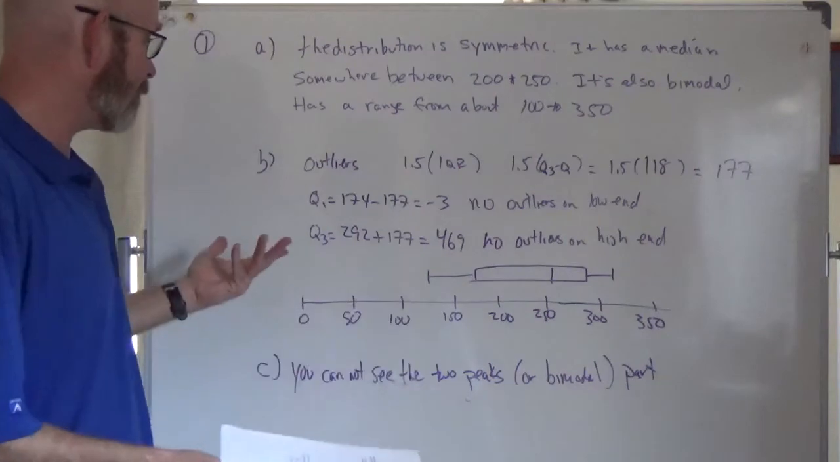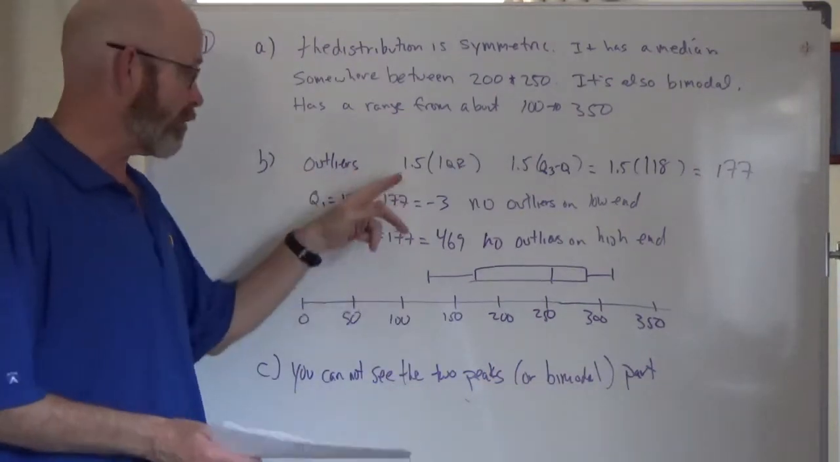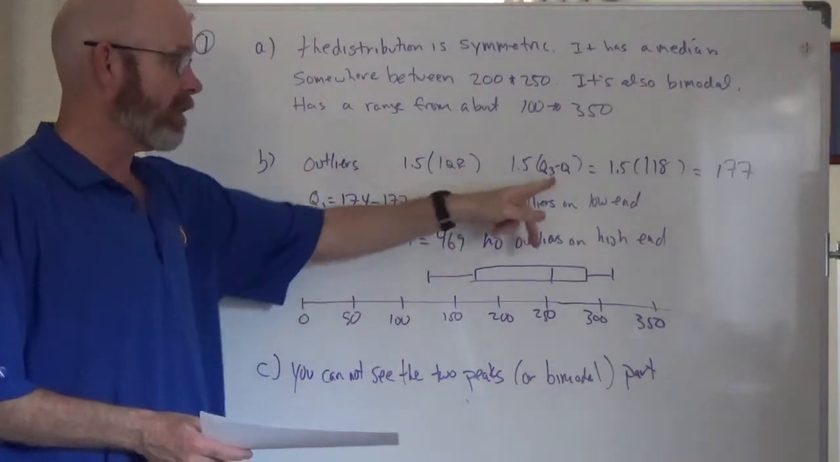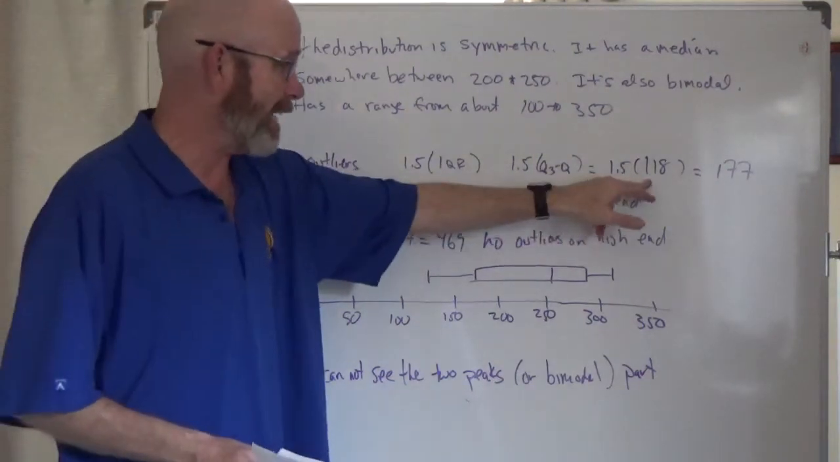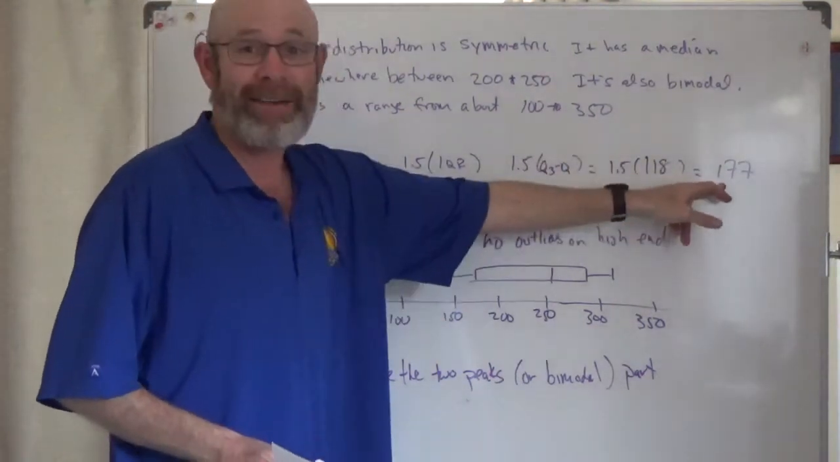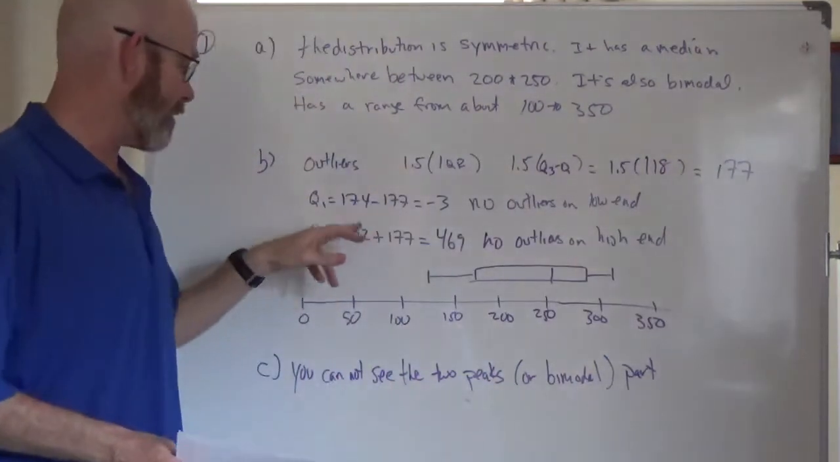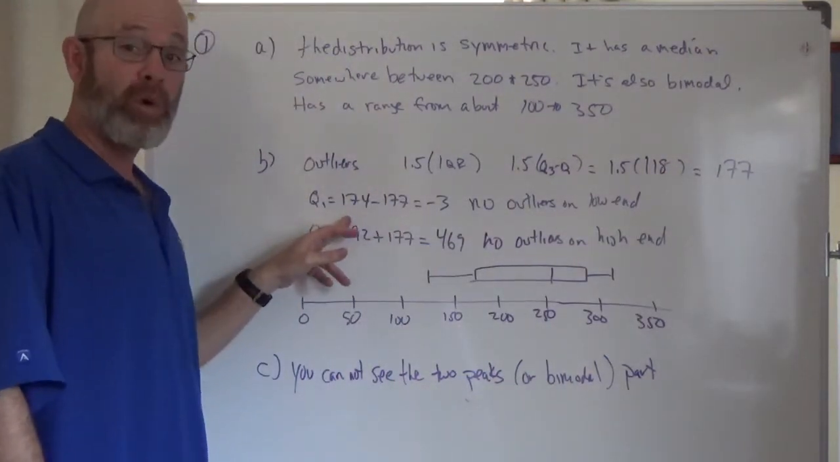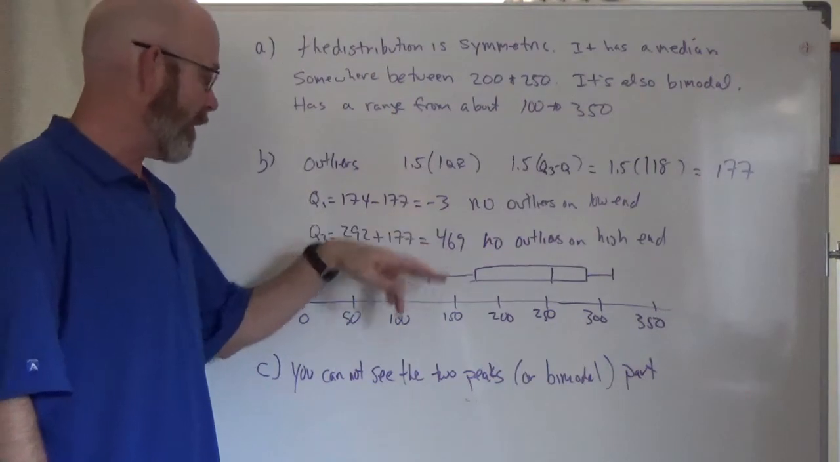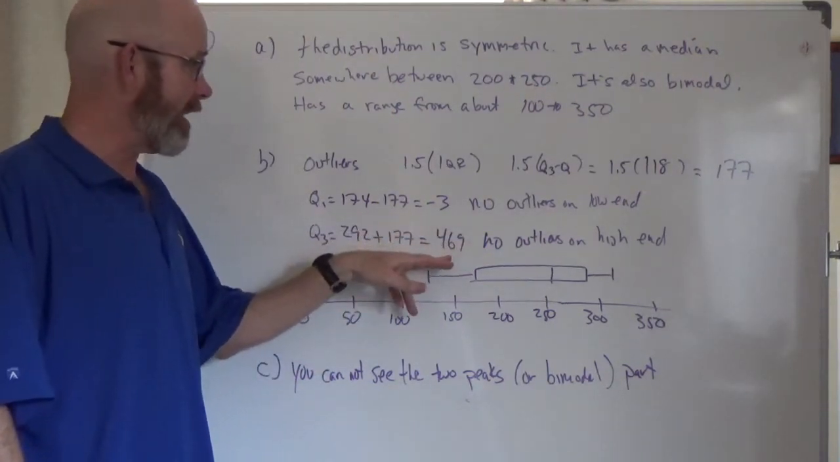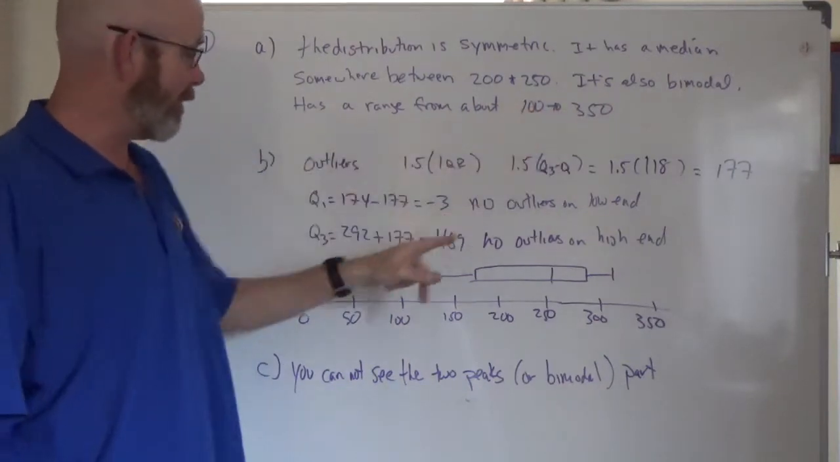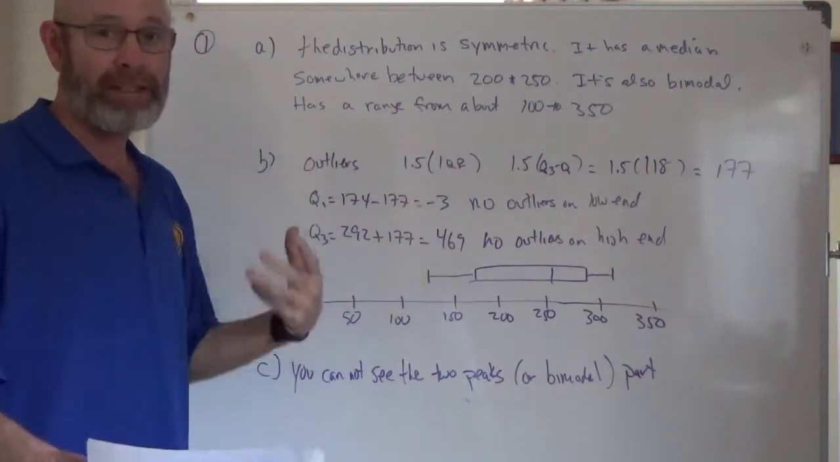They give you all the data. So quick reminder on outliers, 1.5 times the interquartile range. Interquartile range is quartile 3 minus quartile 1, which is 118. Multiply that by 1.5, get 177. You add, subtract that 177 from the first quartile. We got a -3. Add it to the third quartile. So we got 469. And remember, since we were from 100 to 350, there's no possible outliers.